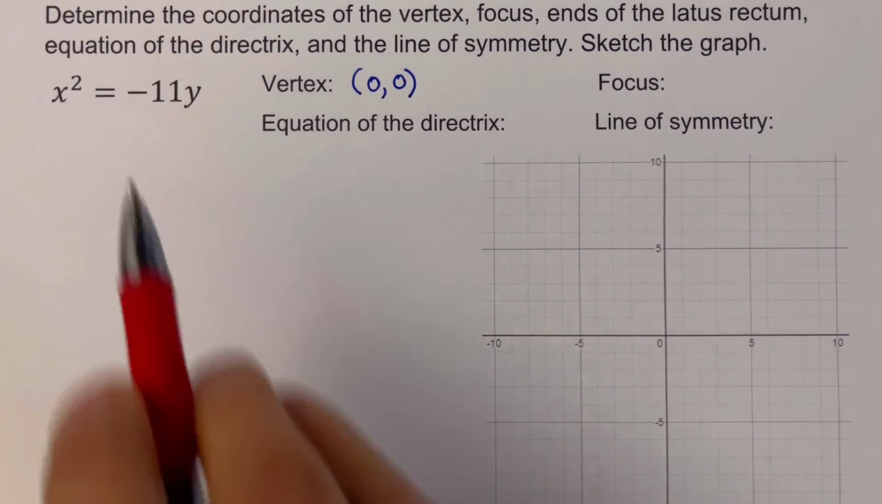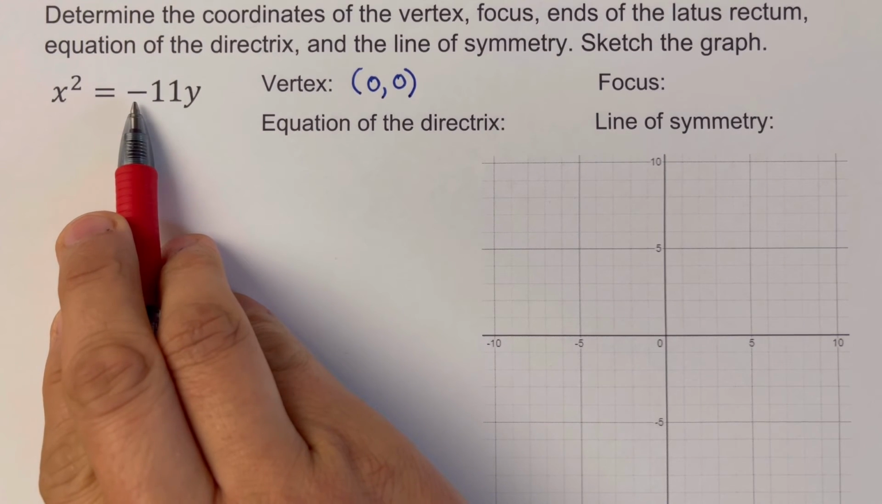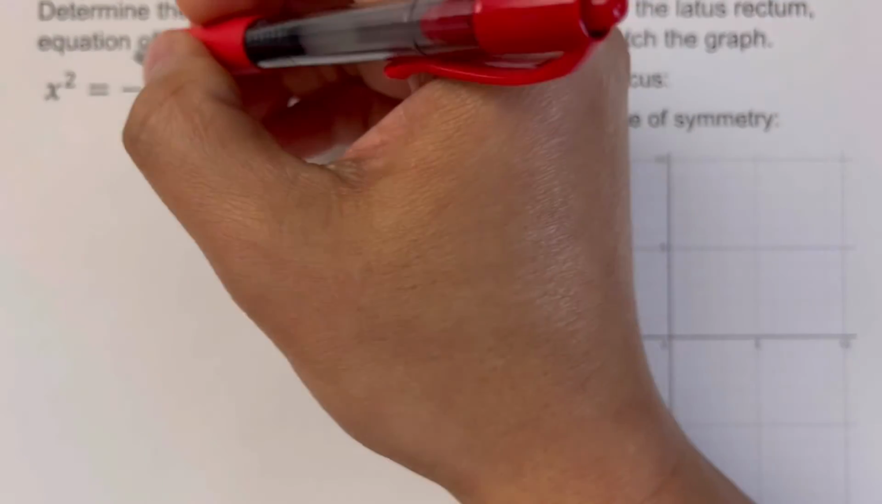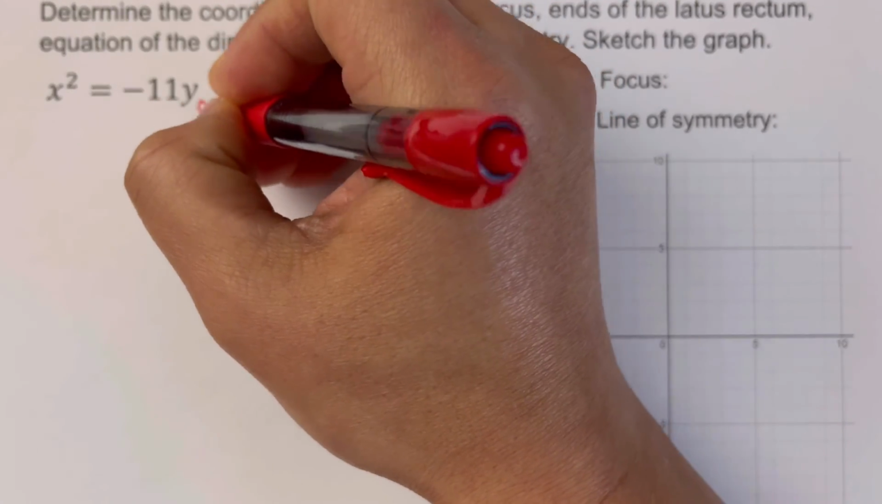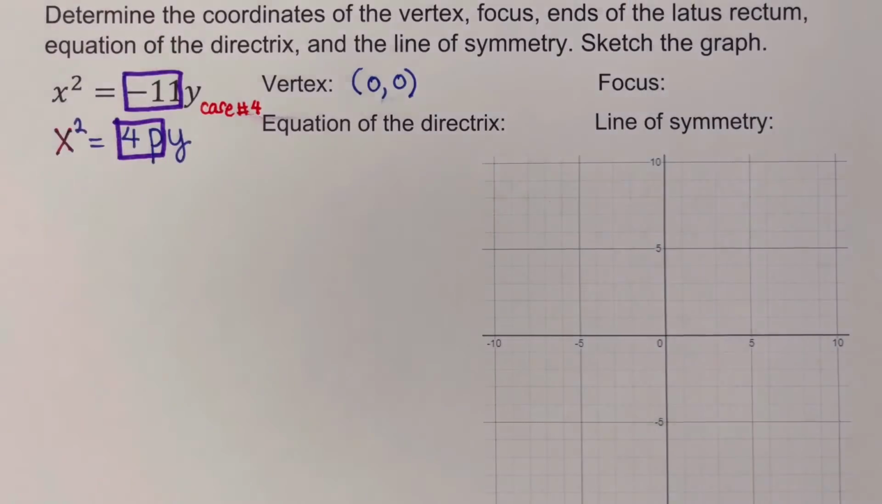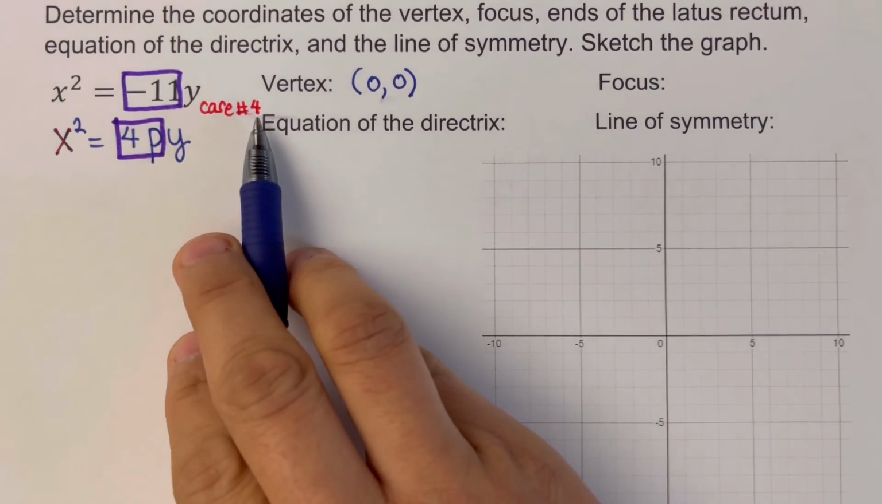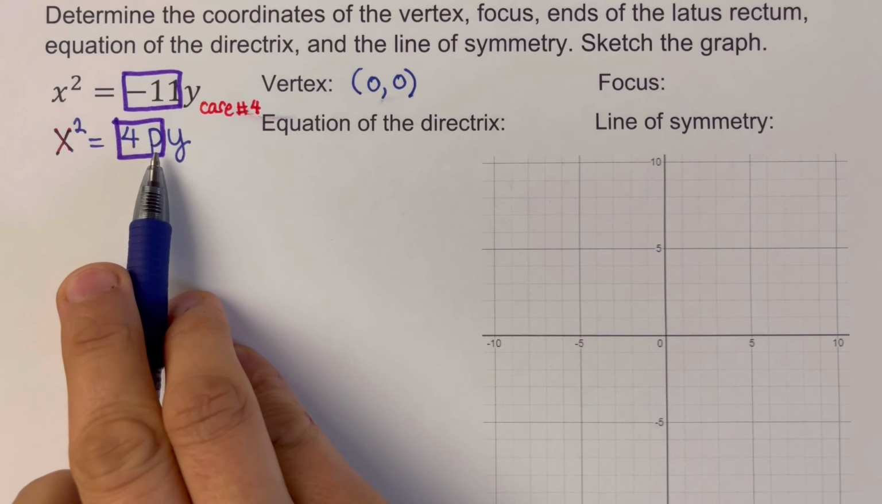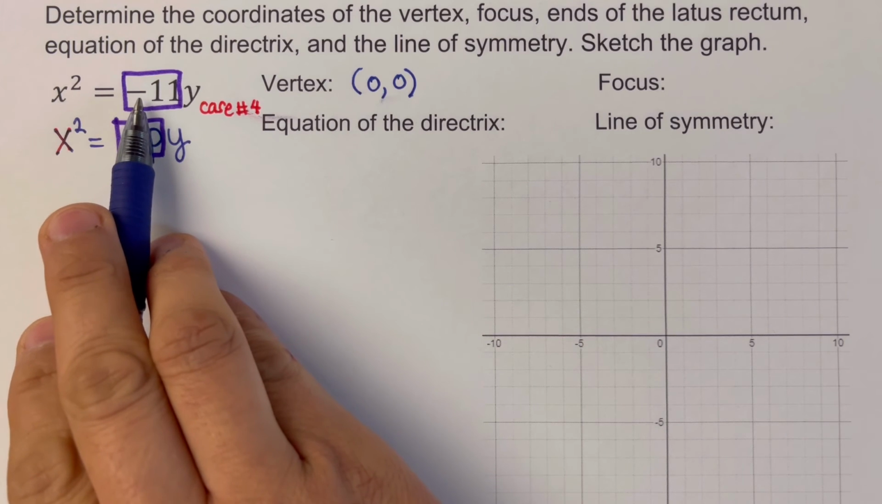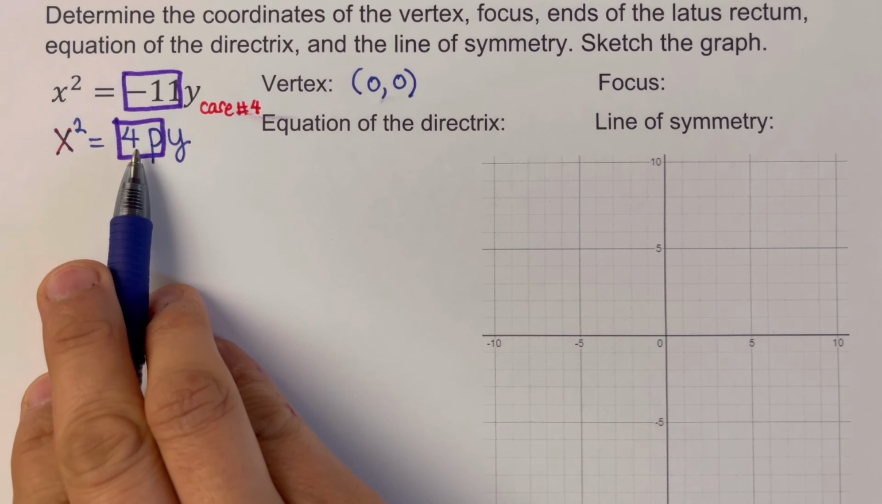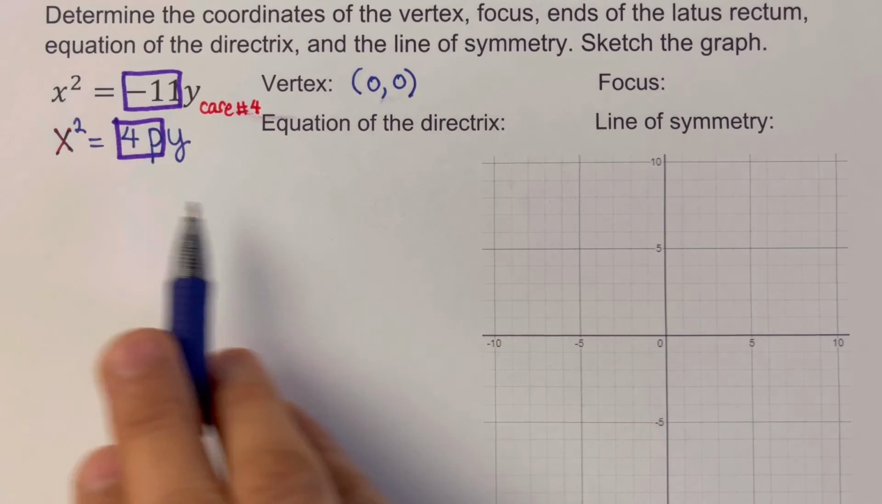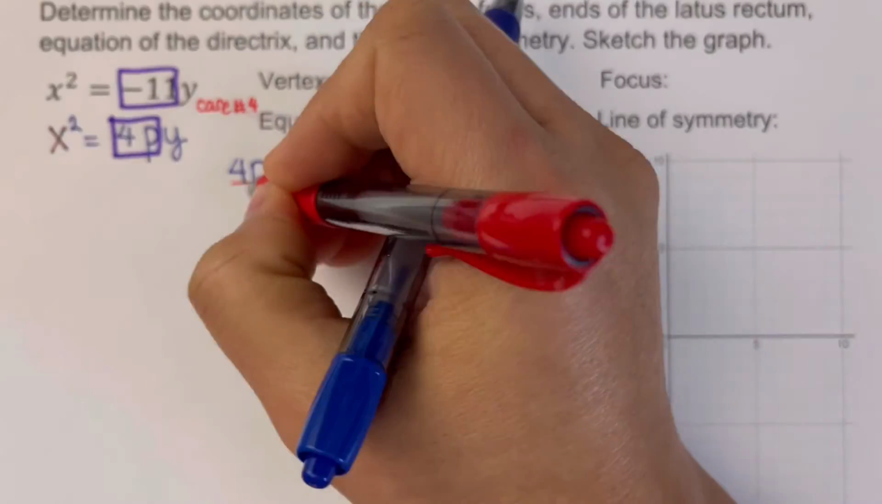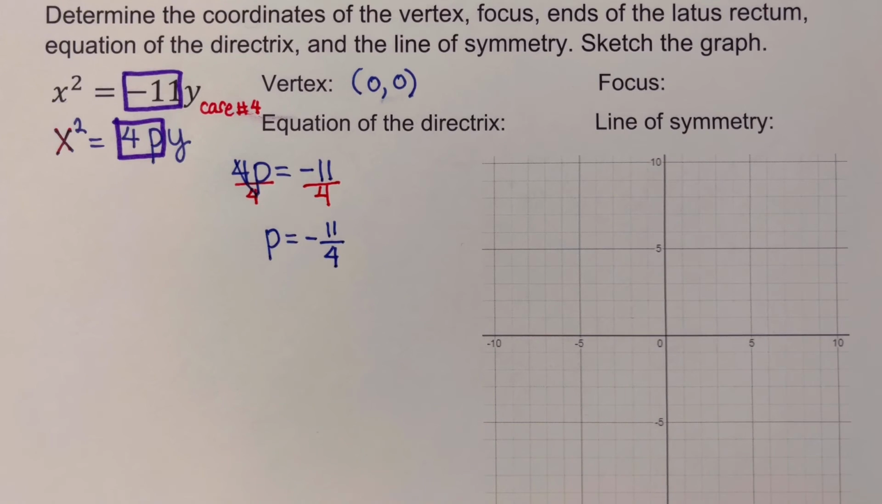Now, since the sign before the coefficient here is negative, this tells us that this is case number 4 since we have an x squared. So I'm just going to go ahead and write that down here. Since we say that this is case number 4, I wrote the general equation for case 4, x squared is equal to 4py. So we can tell that this coefficient negative 11 is actually equal to 4p, and so I can go ahead and solve for p from there. I will show the work down here. So the value of p that we have is negative 11 over 4.